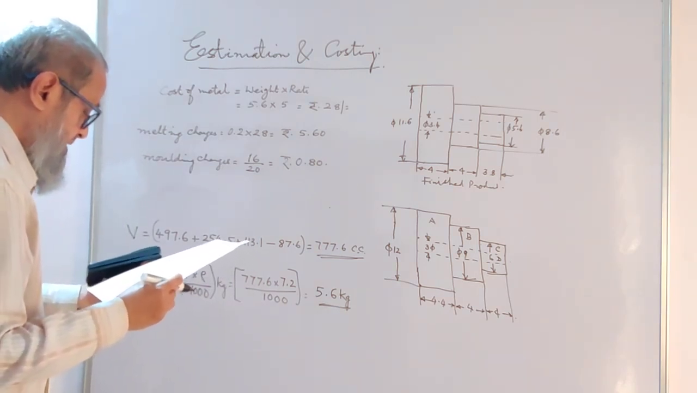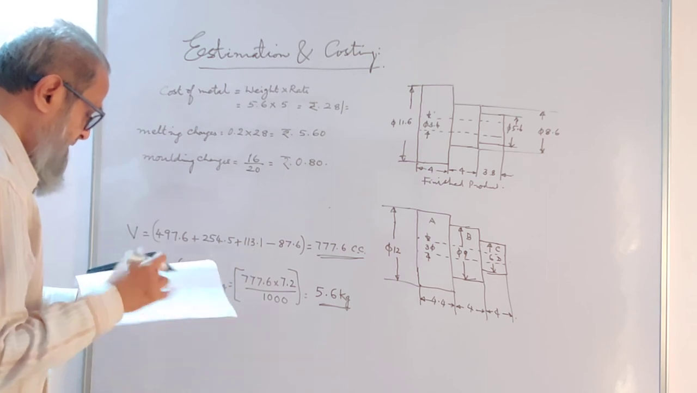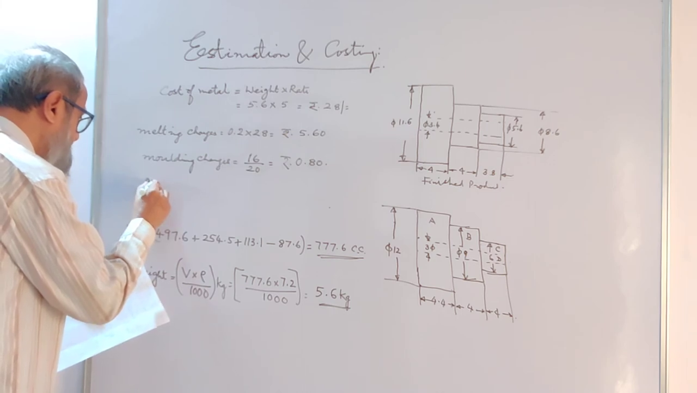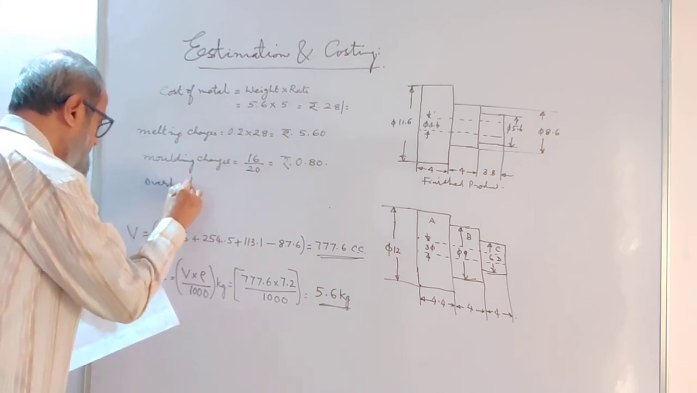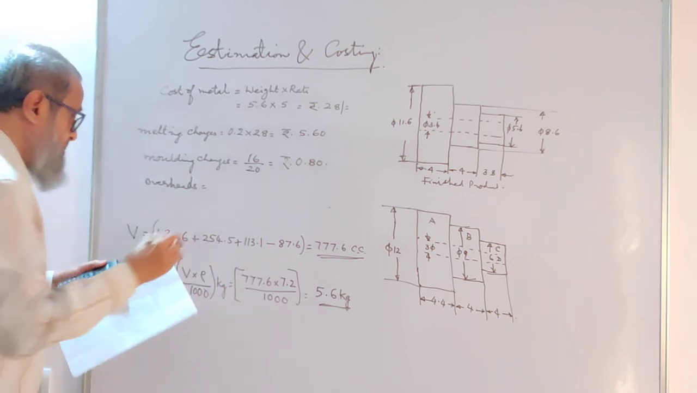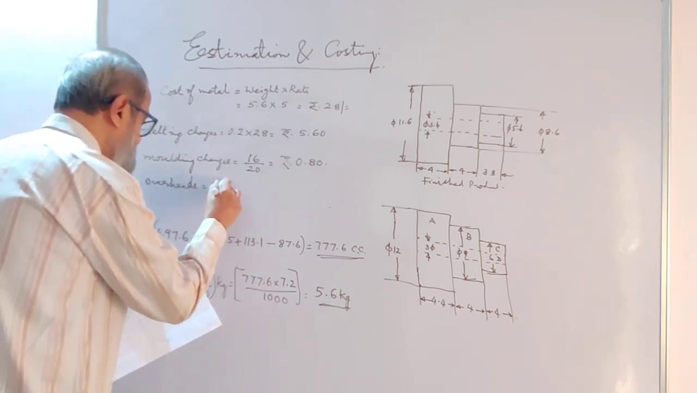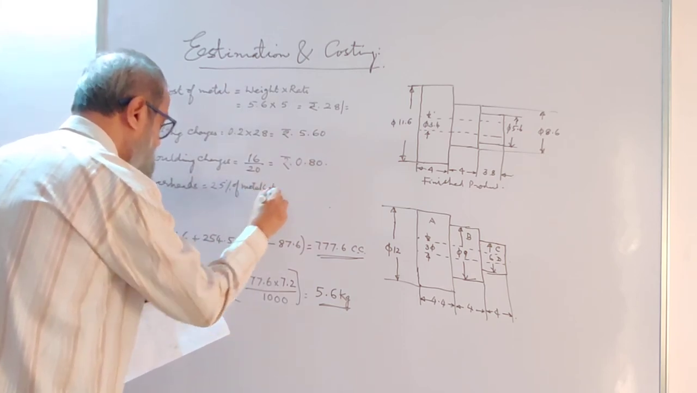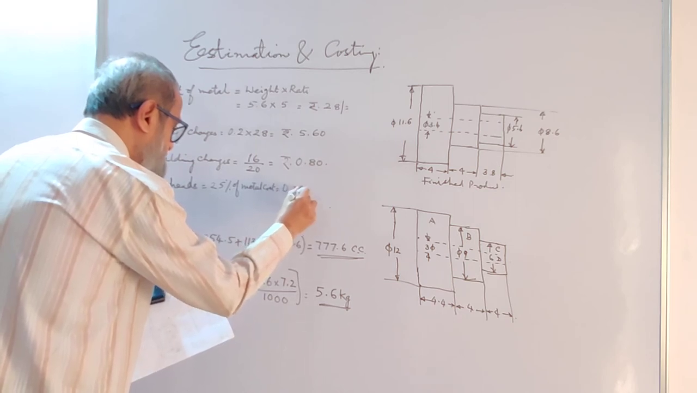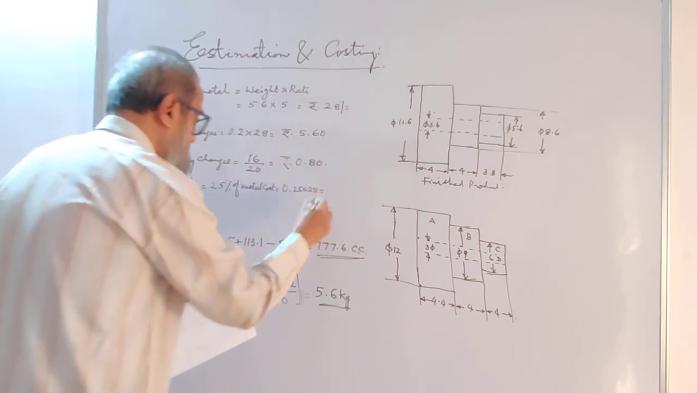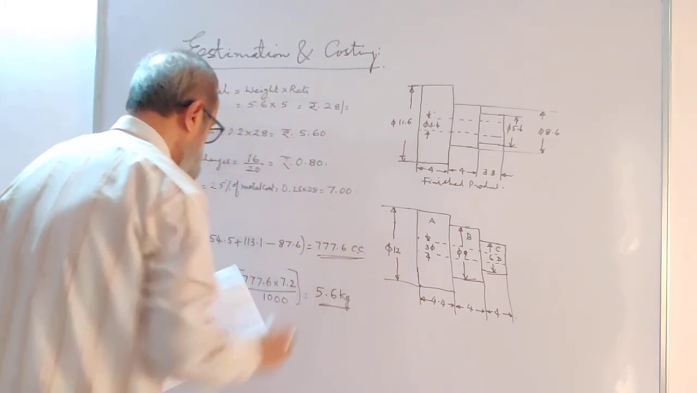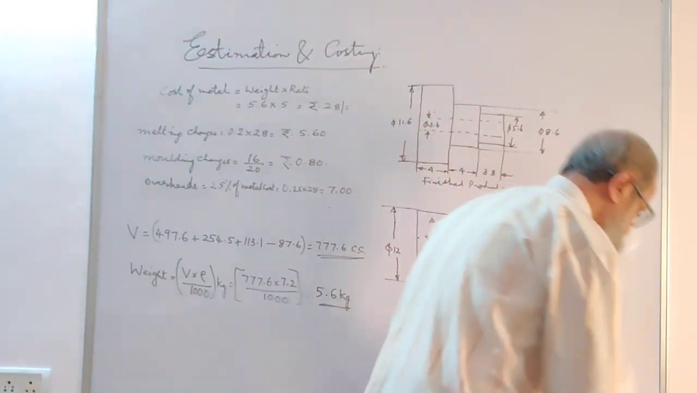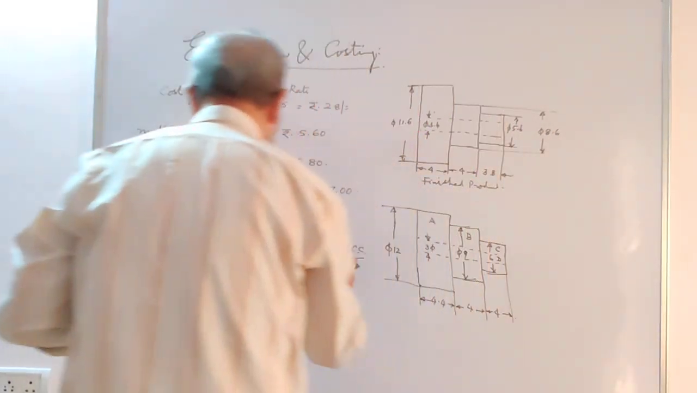Then wages, machining we did. Now overheads are how much? 25% of metal cost, that is 0.25 into 28, so that works out to 7 rupees.